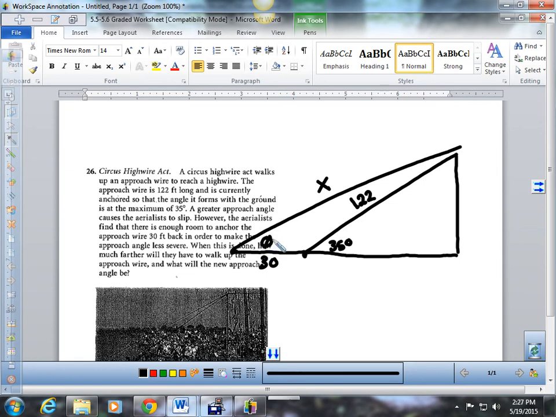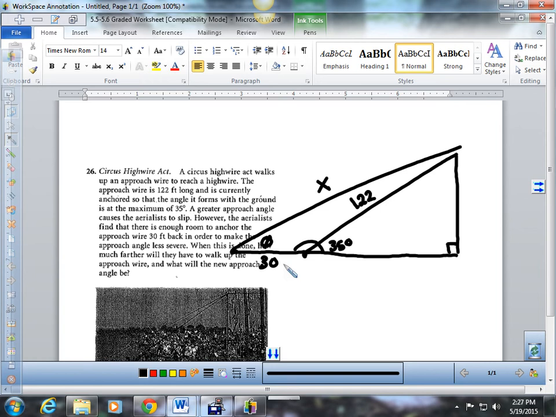Walks up an approach wire to reach a high wire. The approach wire is 122 feet long and is currently anchored at an angle that forms with the ground at 35. Yep, that's all you need to know, those distances. Yep, you've got a right angle here. You have what here? A 180 right there. So you need to find this and this on that one. Everybody clear with the diagram?